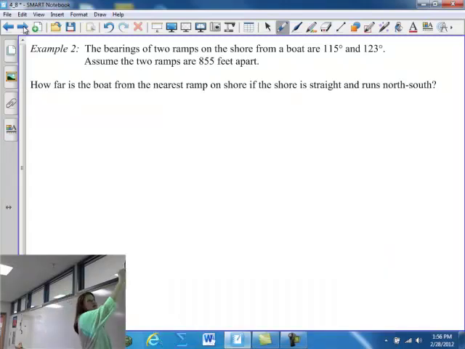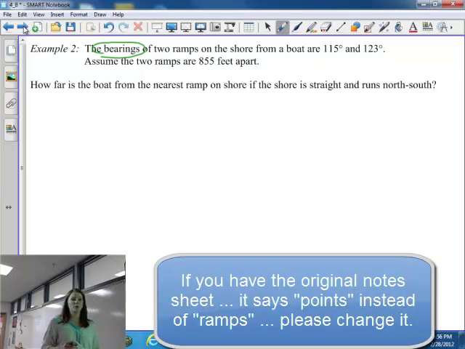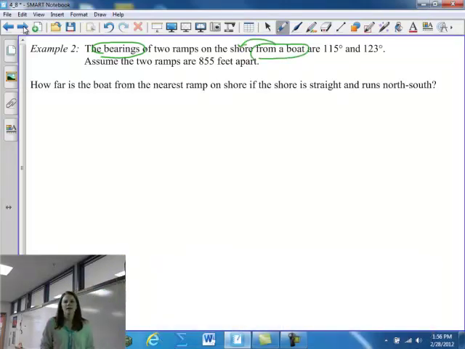The bearings: a bearing is measured from the north, of 2 ramps on the shore from a boat. So we are measuring from the boat to the shore. It's like diagramming a sentence. Yes. And then they give me 2 angles because there are 2 ramps.